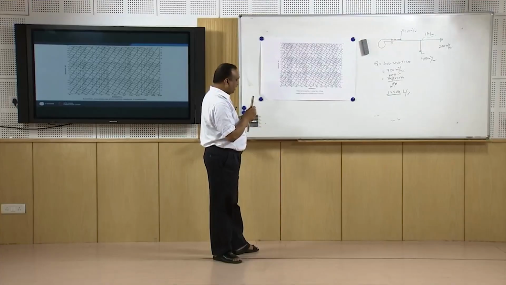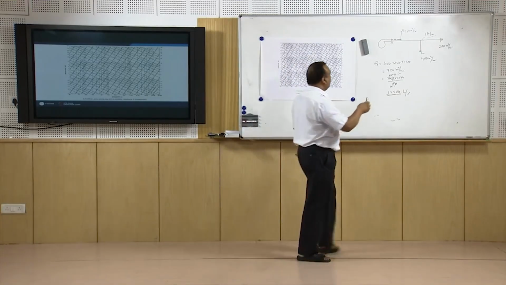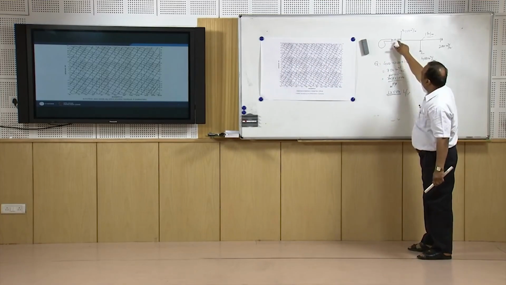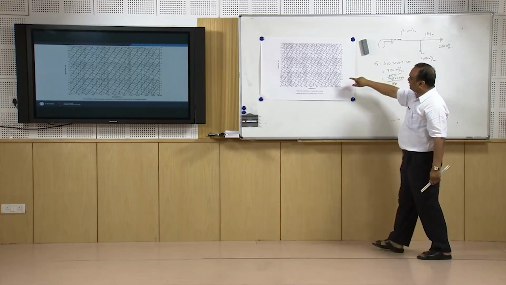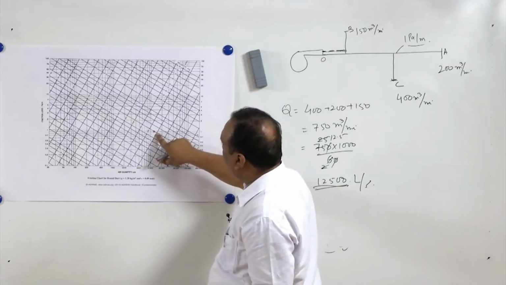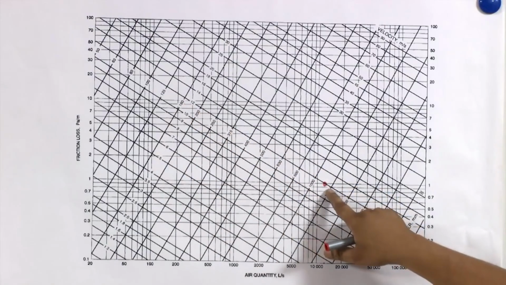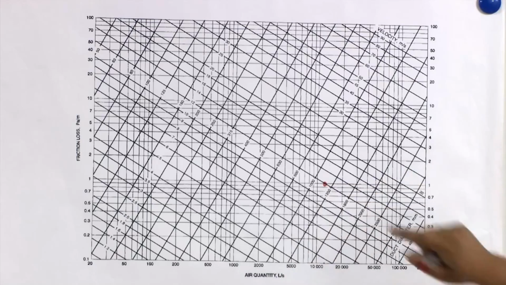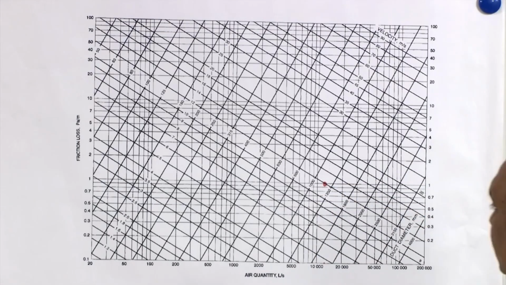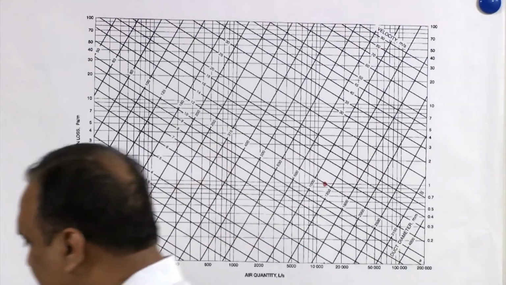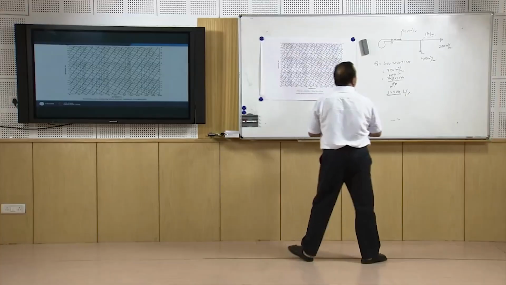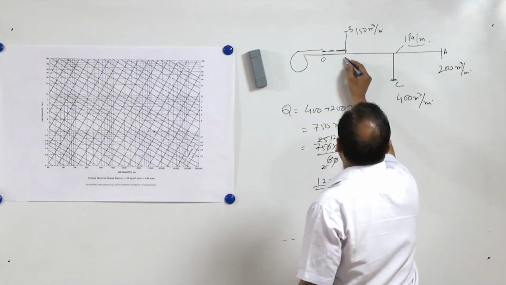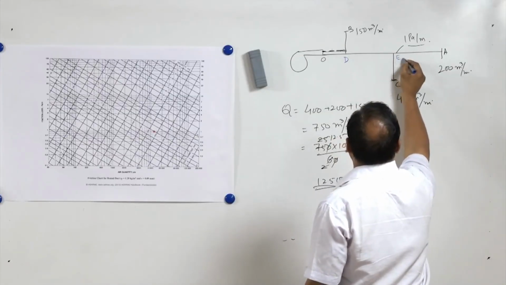So we wanted to ensure that the velocity remains more than 7 meter per second, though it is not part of this problem. If you look at the velocity, it is 12 meter per second in the duct. 12,500 we have taken here. This is the point for O. Now we have A, B, C, now O, D, and their joint is E.